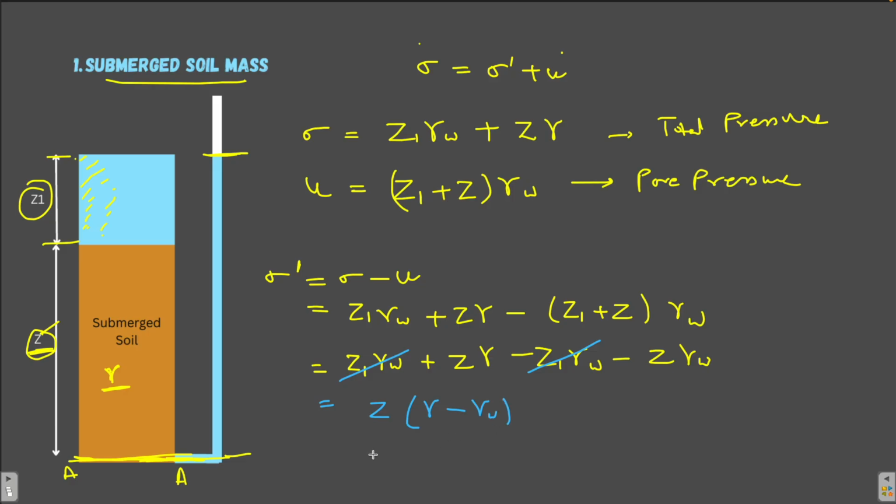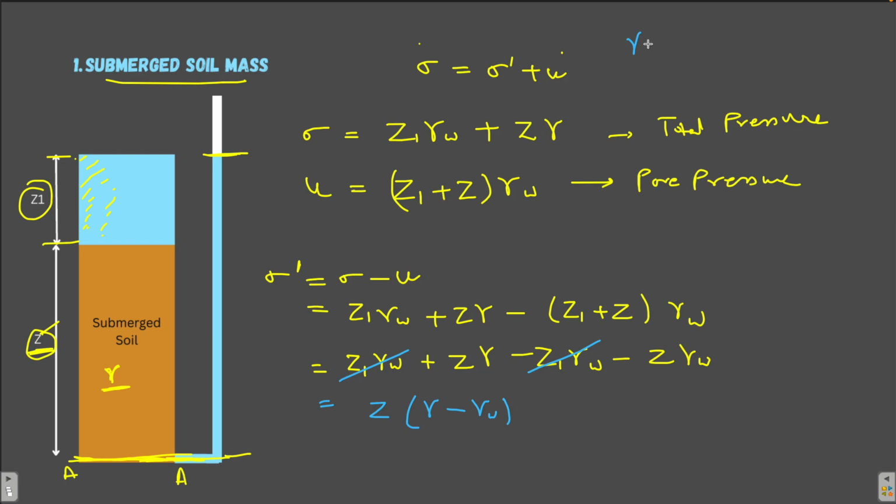Now you see that the submerged unit weight of the soil is equal to the saturated unit weight minus the unit weight of water. This we have learned long before. What is the submerged unit weight? We have learned this in the unit weight of the soil topic. If someone is having any confusion, kindly go through that topic first. You will find it in the playlist.